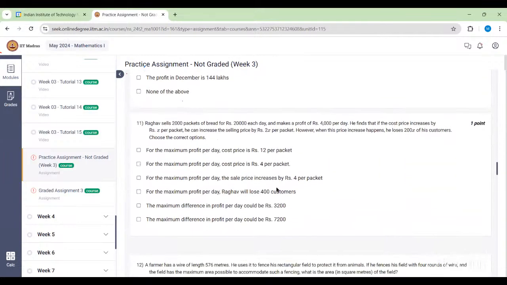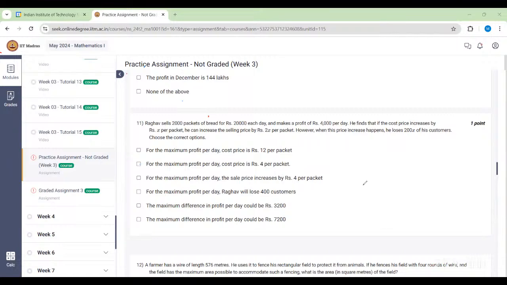Raghav sells 200 packages of bread at rupees 20,000 each day and makes a profit of rupees 4,000 per day. He finds that if the cost price increases by x per packet, he can increase the selling price by rupees 2x per packet. However, when this price increase happens, he loses 200x of his customers. So choose the correct option. So you have to compute some expression. So what expression are you getting?